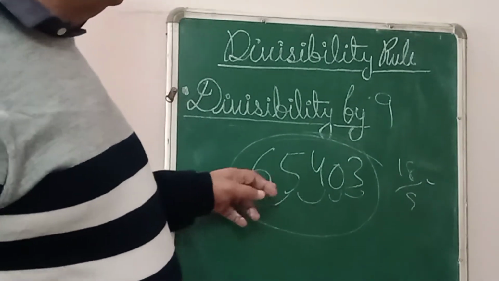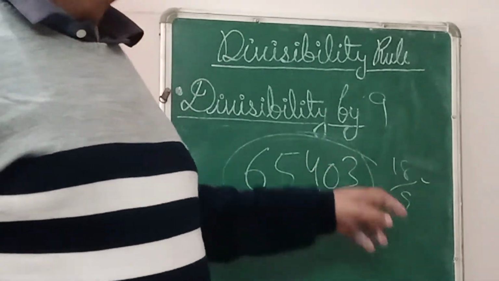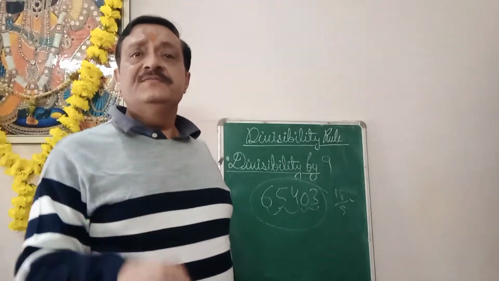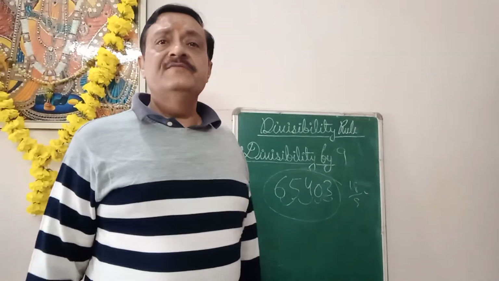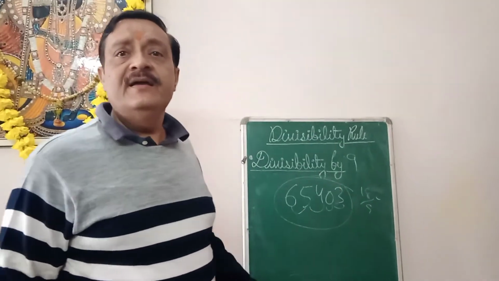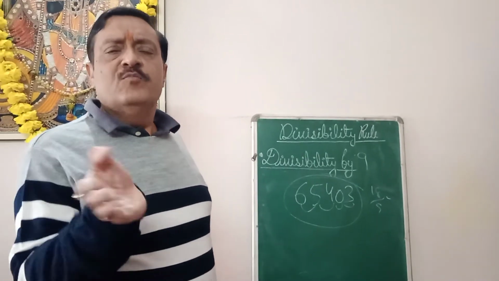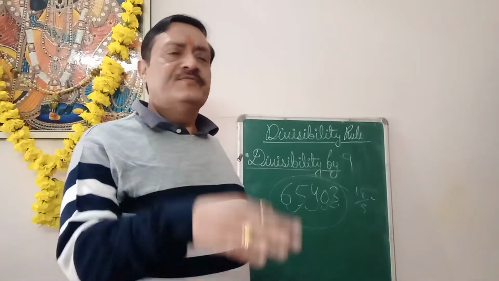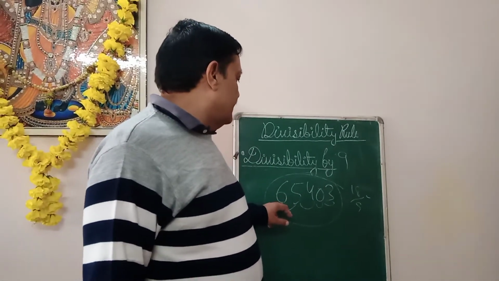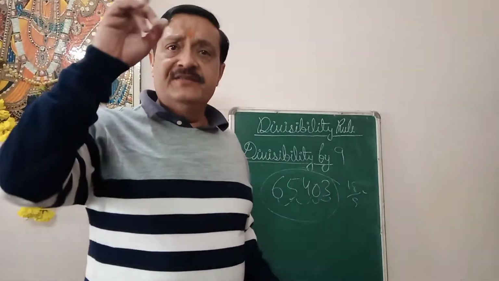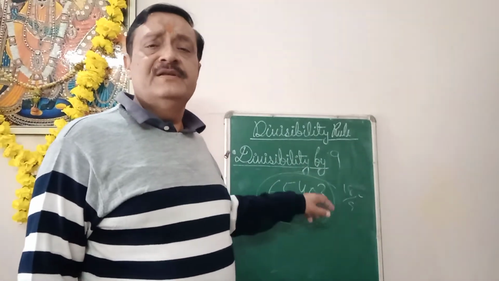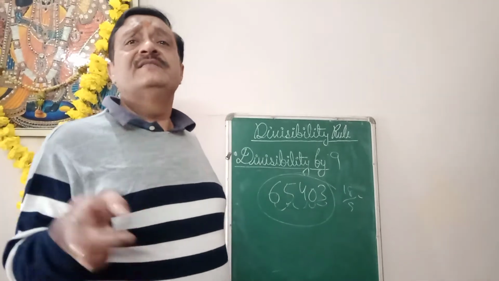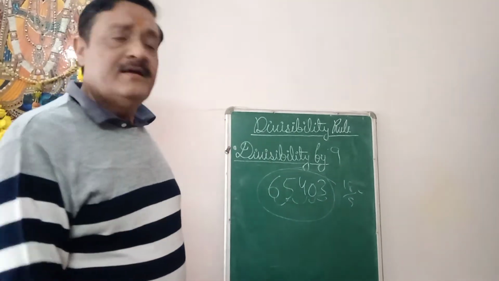So if the digits are added up to get a number, and if that number is divisible by 9, then we will say that the number is also divisible by 9. This is more or less what we had been doing in case of 3. In case of 3 we had been checking whether the sum of the digits is divisible by 3 or not. In case of 9 we will see that if the sum of the digits is divisible by 9, then we will say that the number is divisible by 9.